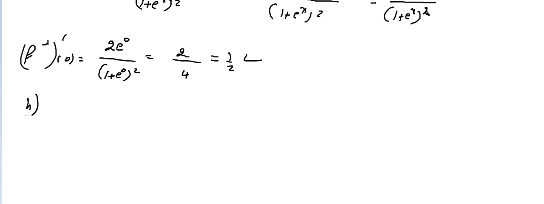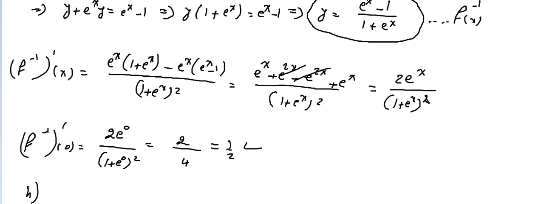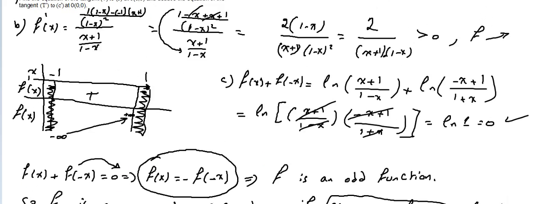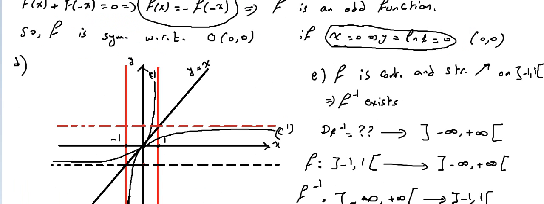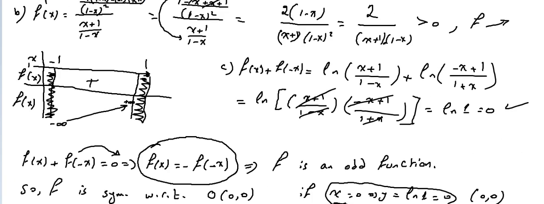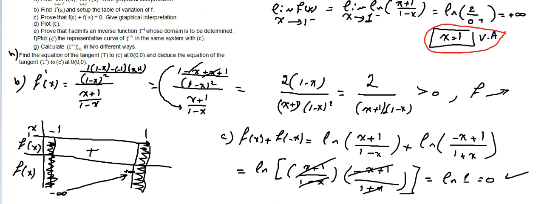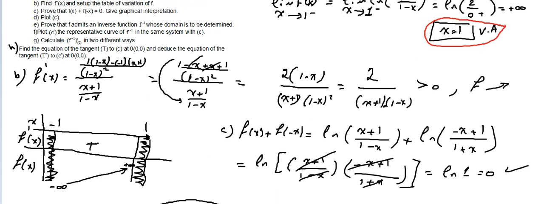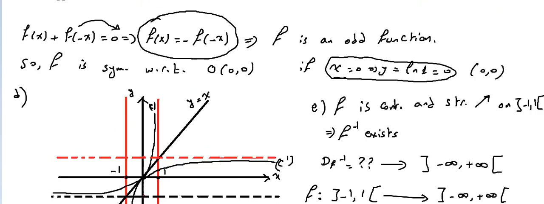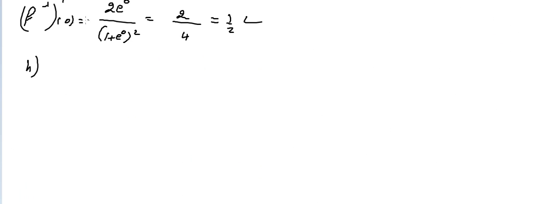Let me try to do it fast before we run out of time. Let me see what part H equals. Find the equation of the tangent T to curve C at the point (0,0), and deduce the equation of T prime, which is the tangent to C prime, also at (0,0). We need to find the equation of the tangent.